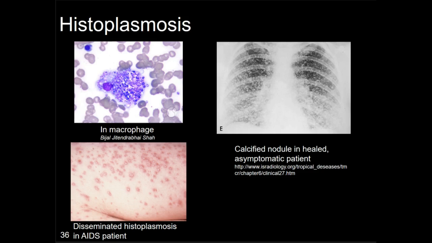So this is what Histoplasma capsulatum looks like in a macrophage, and you can see that this macrophage is just littered with these little tiny yeasts that are able to replicate within the macrophage.